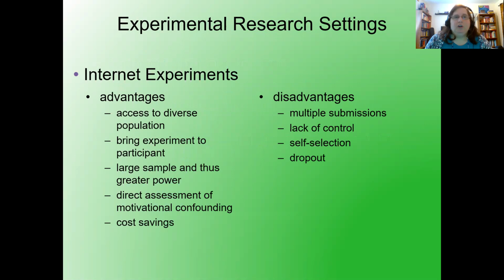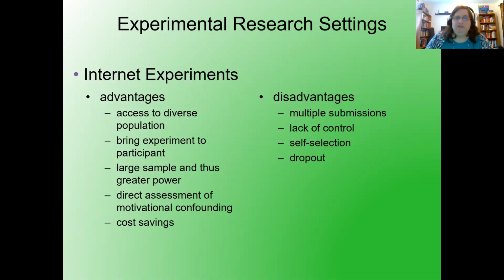Now, another place where, especially these days, experimental research occurs is online, right? What's the advantage? Well, you have access to diverse populations. You can bring the experiment to the participant. You have a large sample and thus greater power. And you have direct assessment of motivational confounding and cost savings. So it's nice. You can access a lot more people this way. It can be really, really helpful.